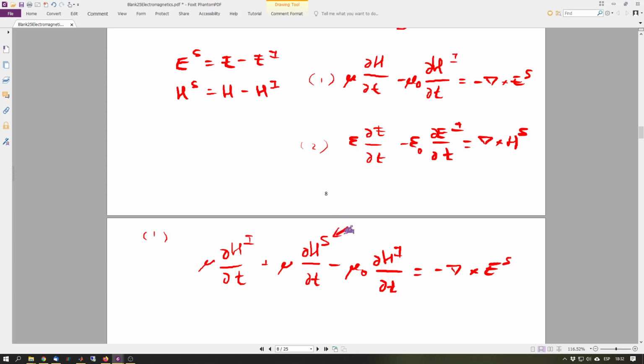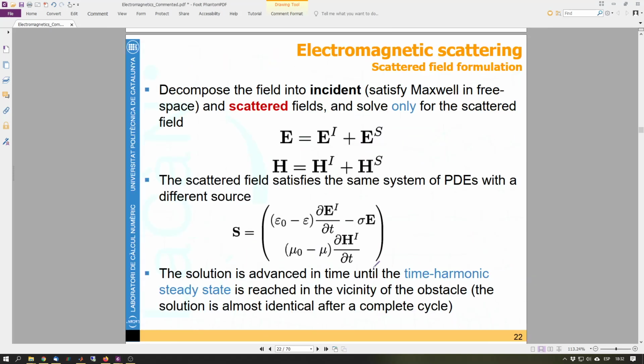So this is our known, and we can place this term, I mean this one here on the right, as a source of our knowns of the incident waves, and write equations in terms only of the scattered field. So by doing that, that's where this is coming from.